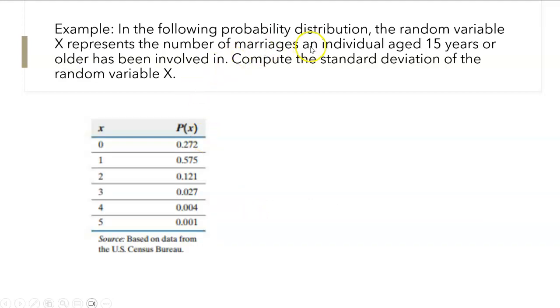In the following probability distribution, the random variable x represents the number of marriages an individual aged 15 years or older has been involved in. We want to compute the standard deviation of the random variable x. I'm going to take this table and put it into Excel. Again, if you're using MyMathLab for your homework, whenever the table presents itself, there is an option for you to click the table in Excel and it will transfer it automatically for you. I recommend that you do that and you don't type it, so that you won't have a possible error of entering one of those numbers wrong. So I'm going to go over to Excel and we're going to calculate the standard deviation.